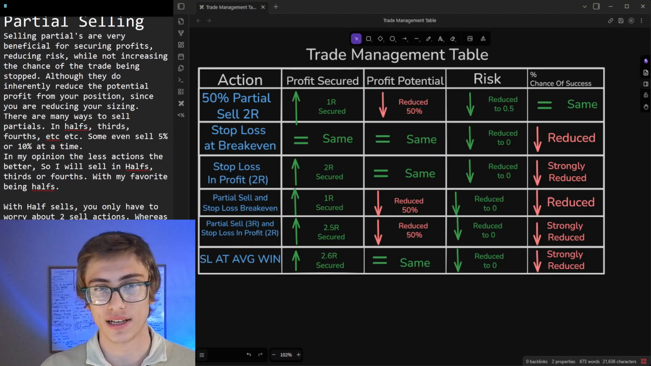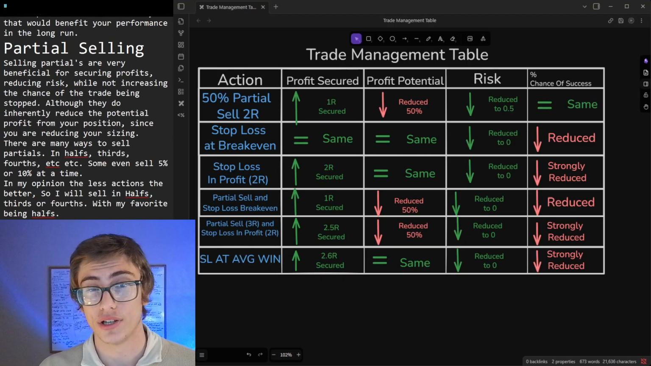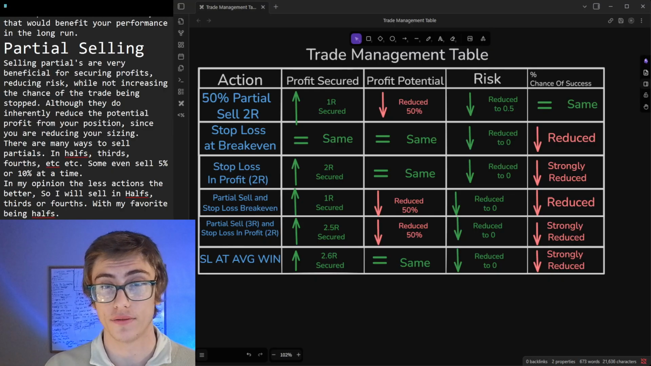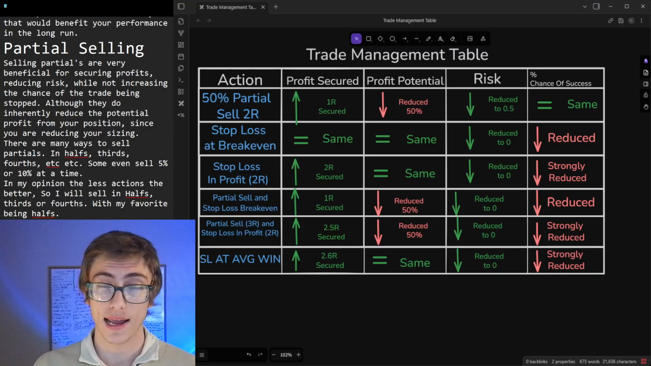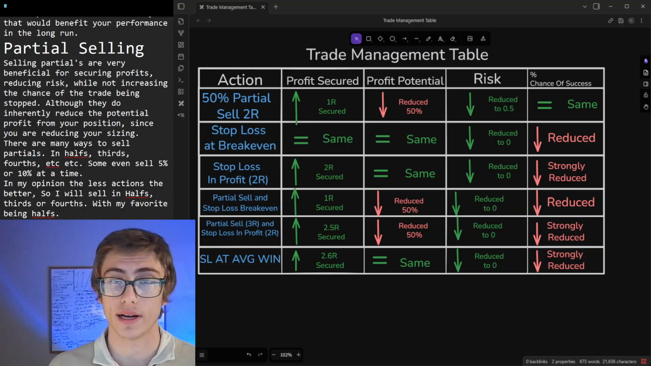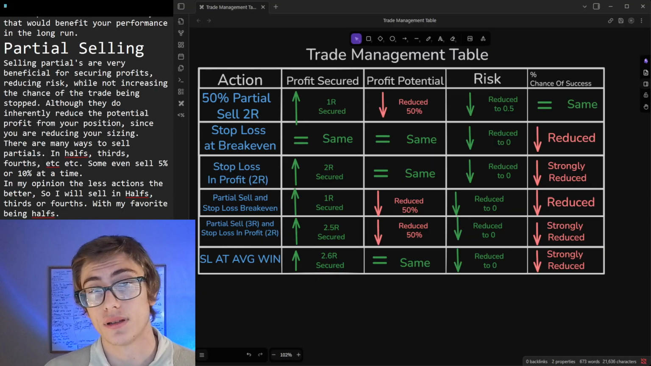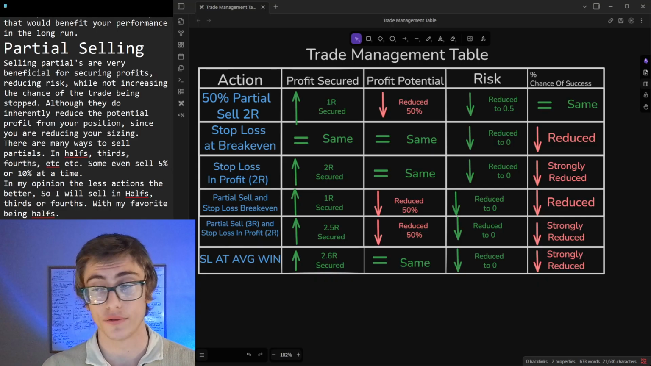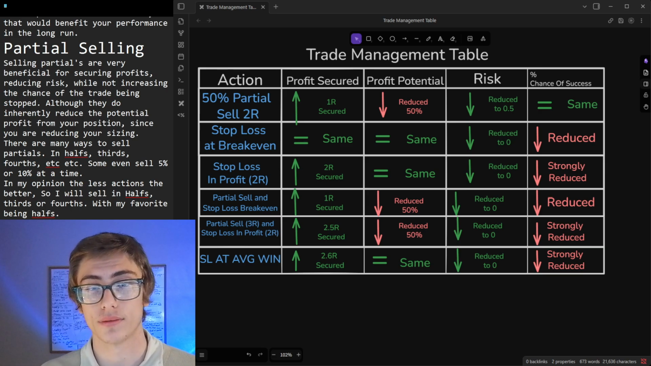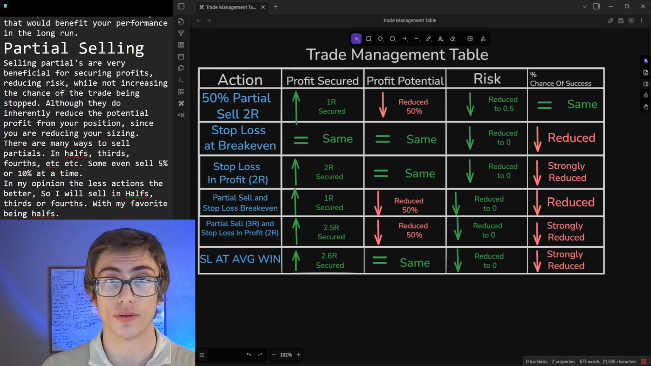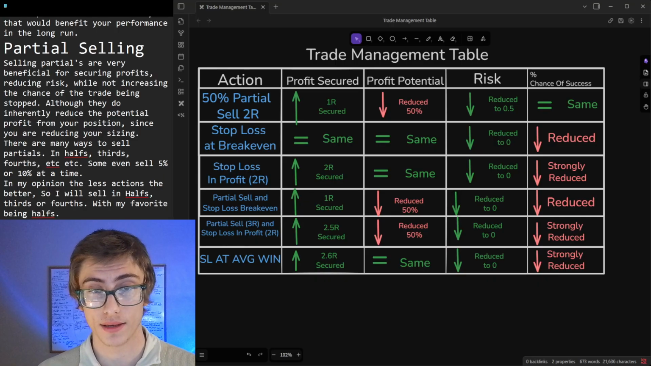So let's move on to partial selling. Selling partials is very beneficial for securing profits, reducing risk, and you're not increasing the chance of your trade being stopped. It inherently reduces the potential profit of your position, right? If you take 50% off of your size, there's 50% less profit potential. It's pretty simple. But that's the downside, right? That's the main downside, you're reducing the potential of further profit with this action.